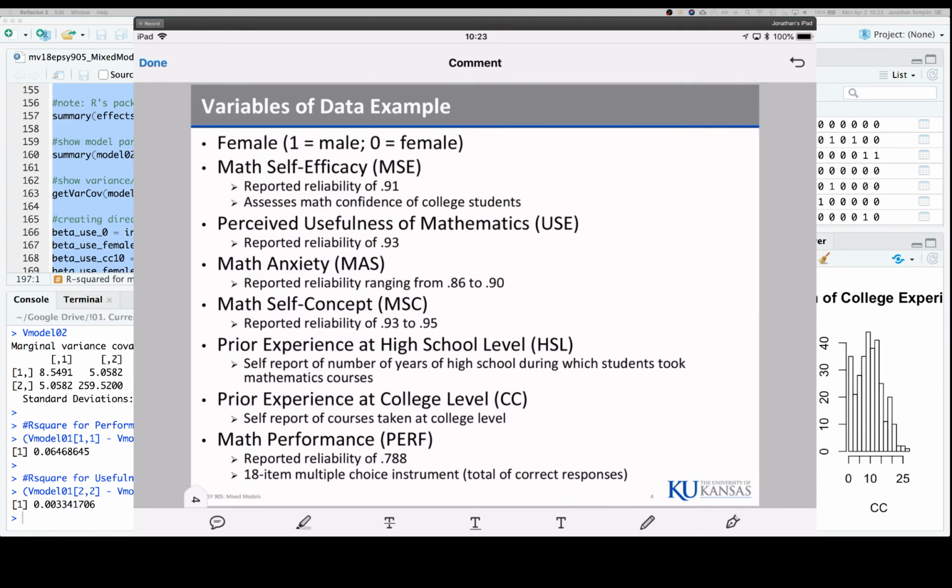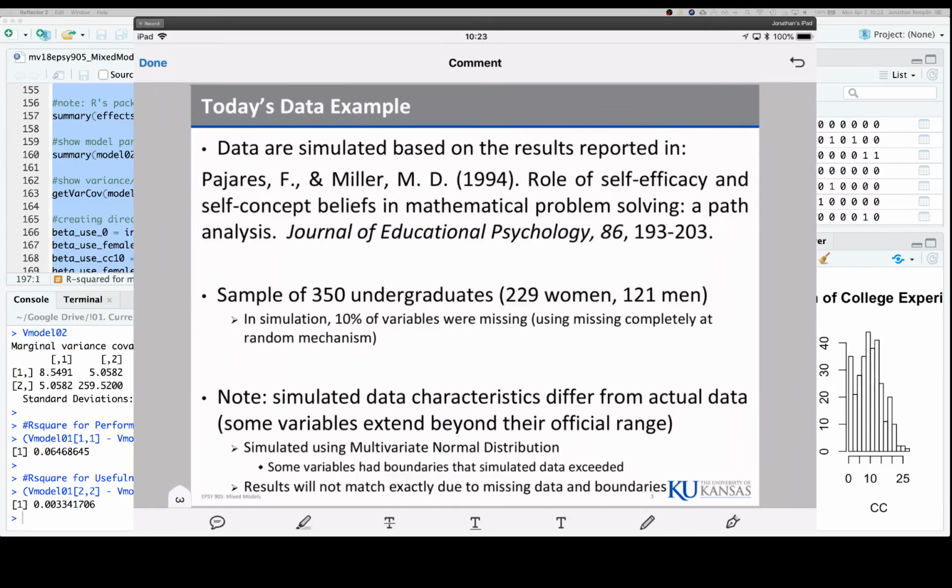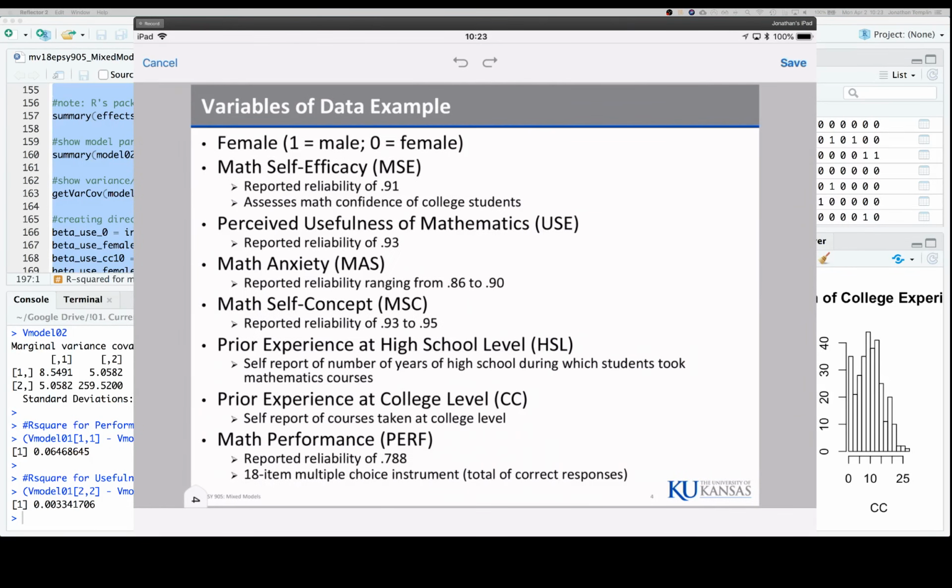The variables, once again, we have female here. We're going to talk about the variables that we use. We're using female here. We're also going to use perceived usefulness. We're going to talk about mathematics performance as well.